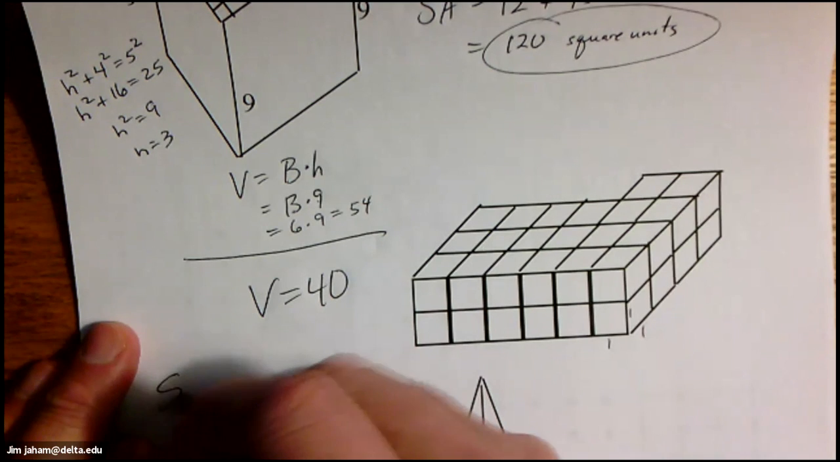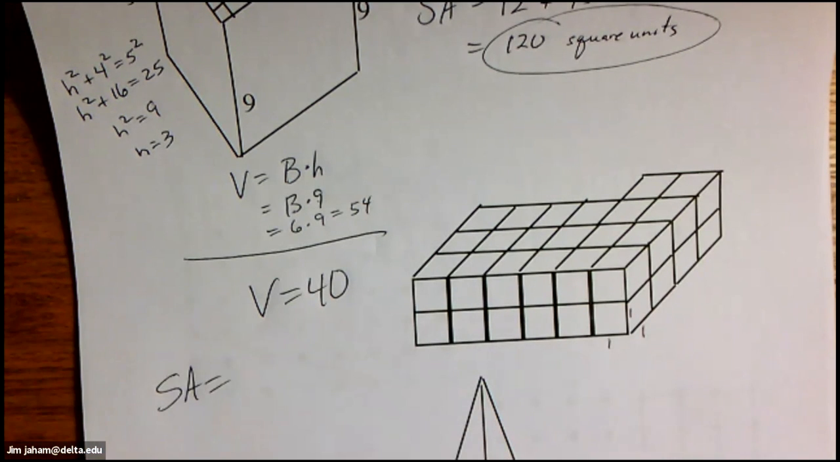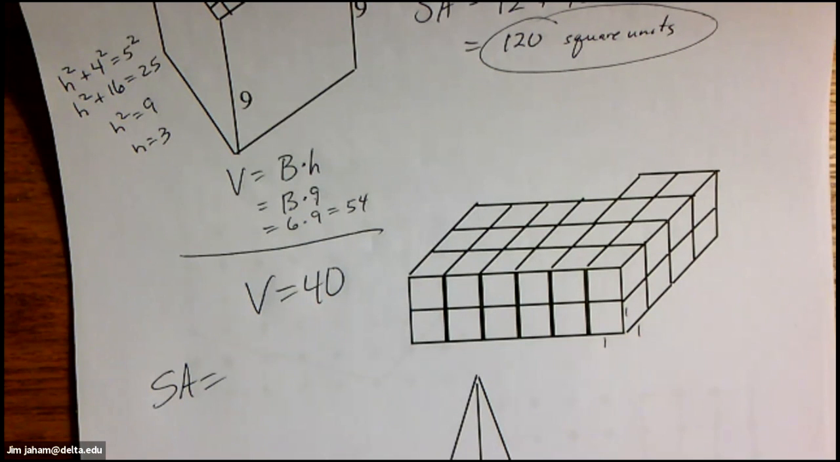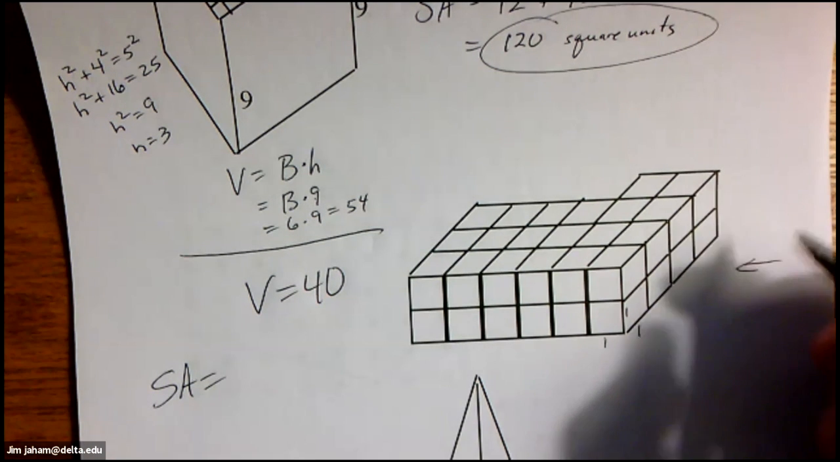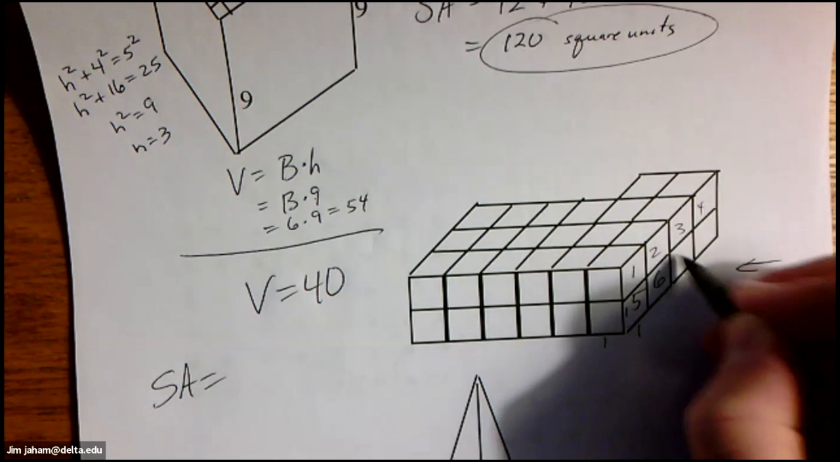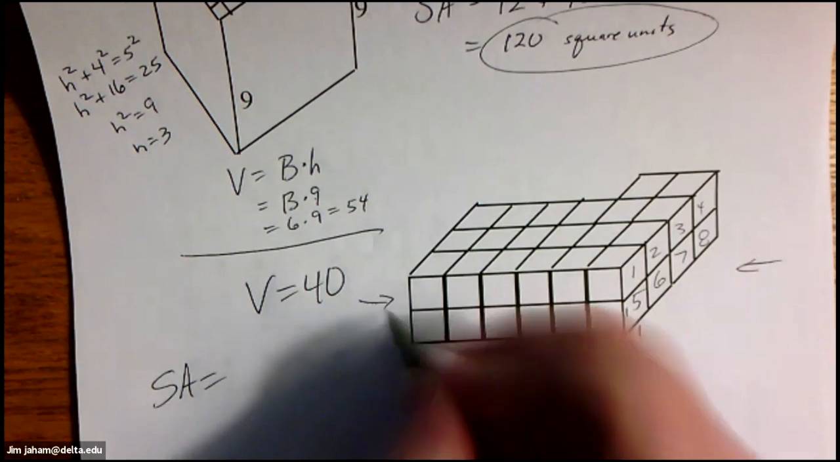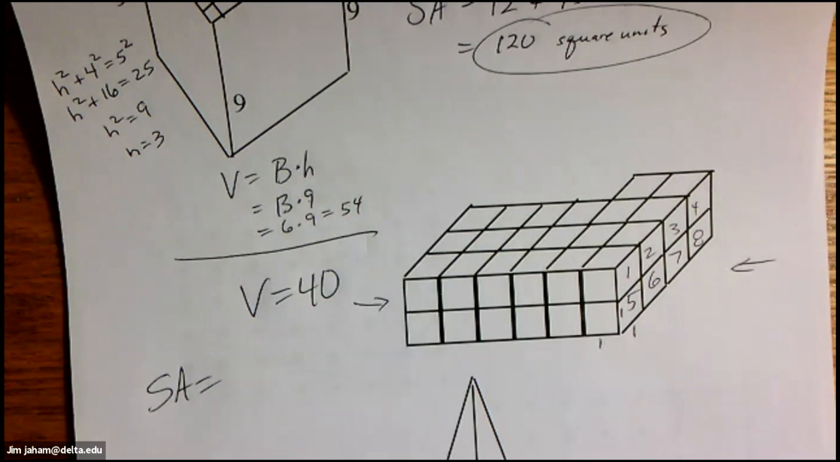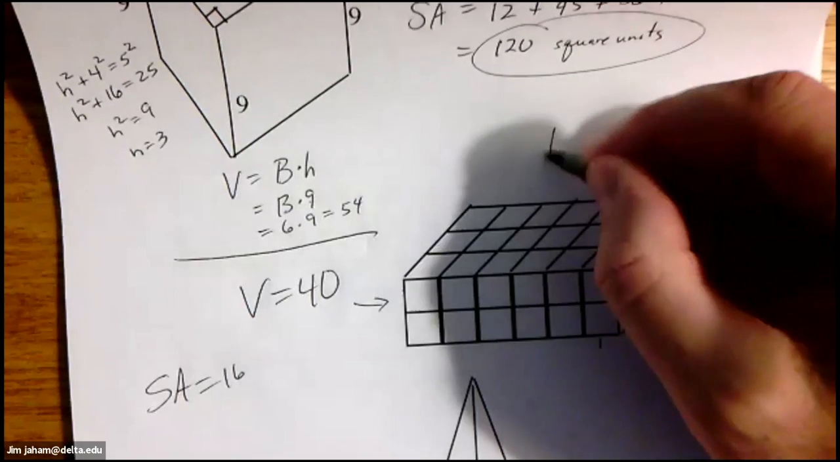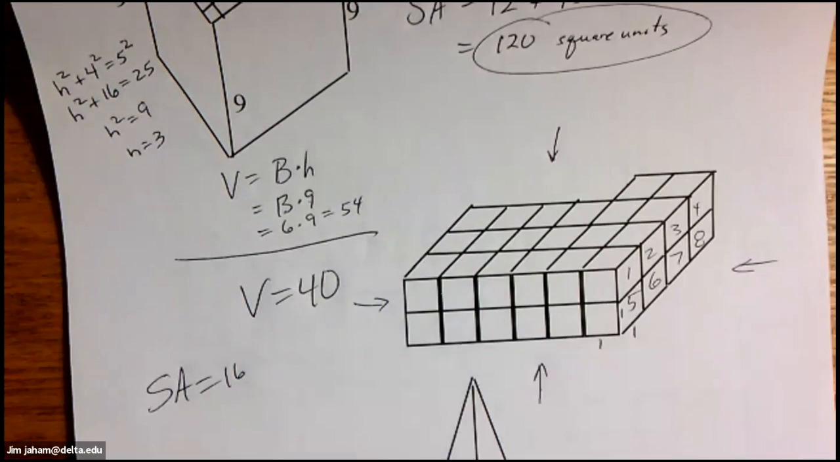And then the surface area, you just have to figure out how many faces you need to paint. So looking in from this angle, we have 1, 2, 3, 4, 5, 6, 7, 8. We're also going to see 8 to paint coming in from the other side. So those 8 and the 8 looking in here, that's 16 squares that have to be painted.